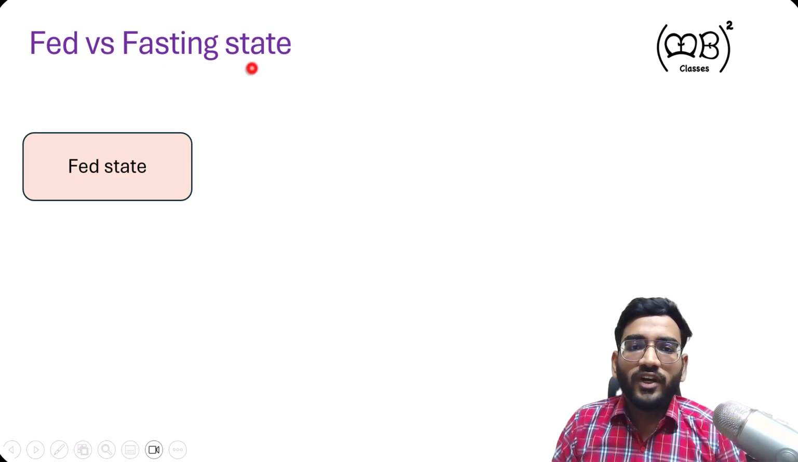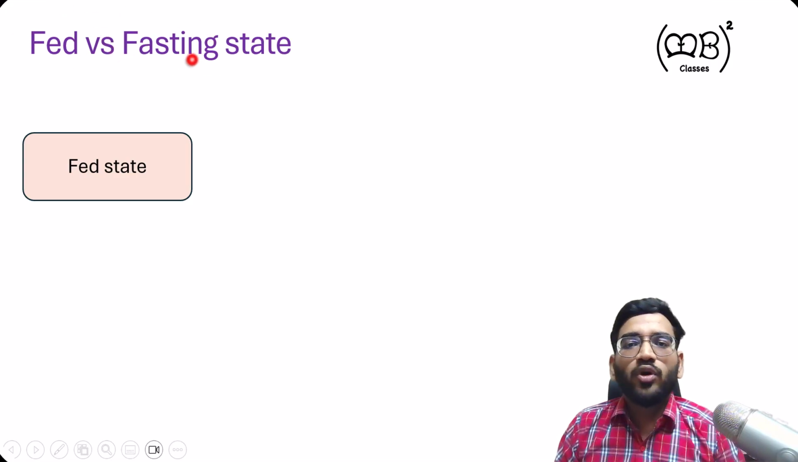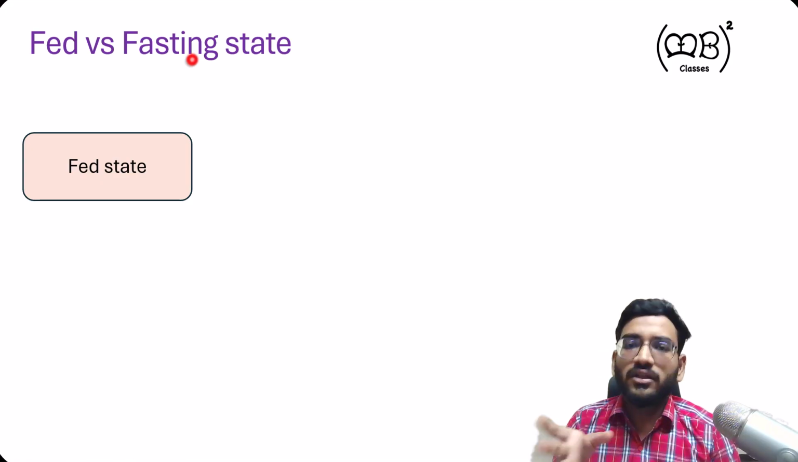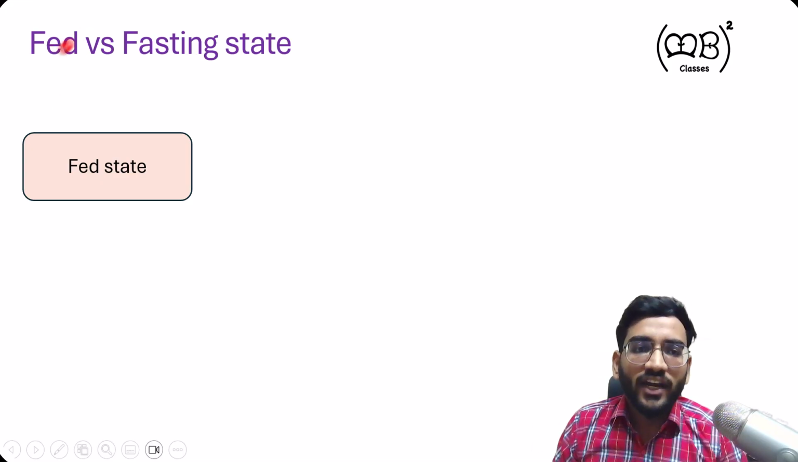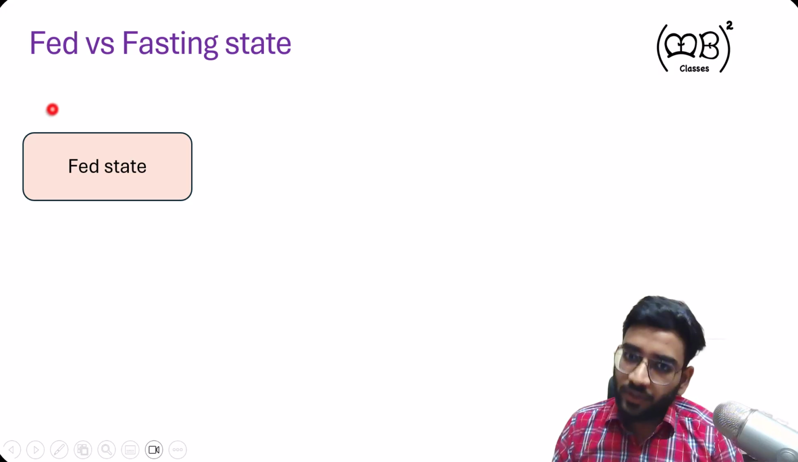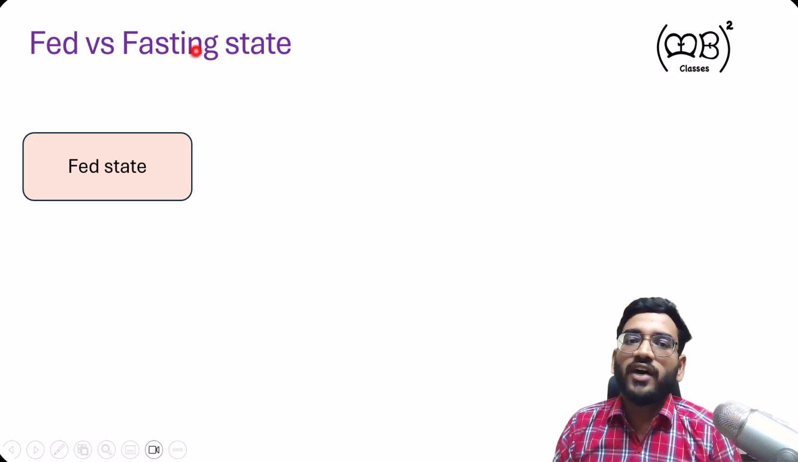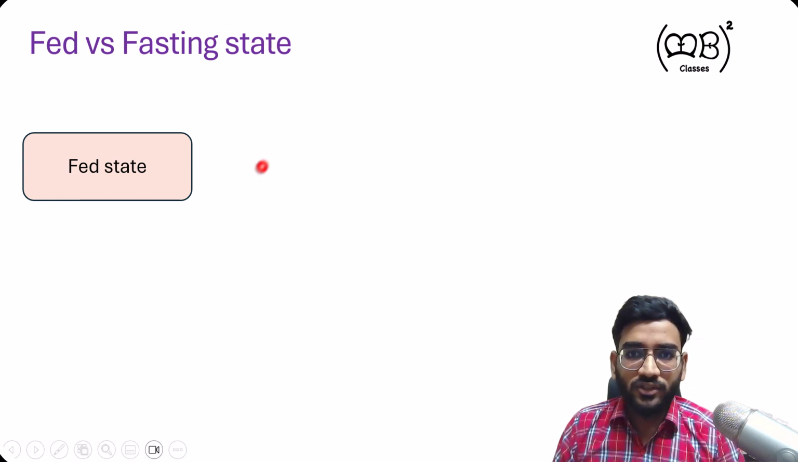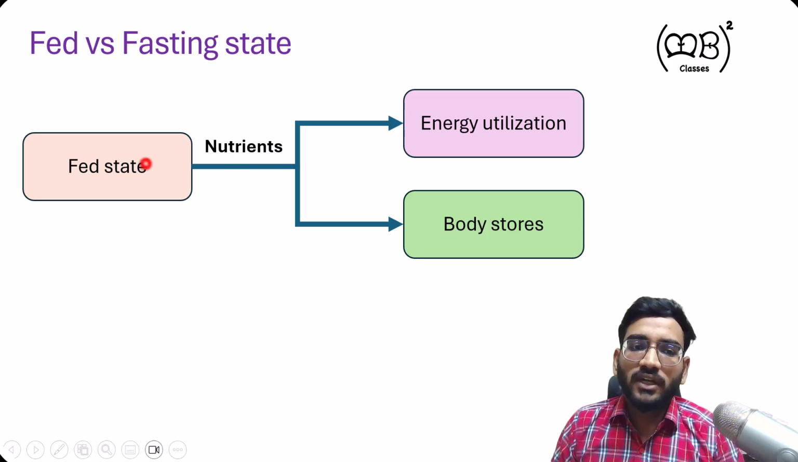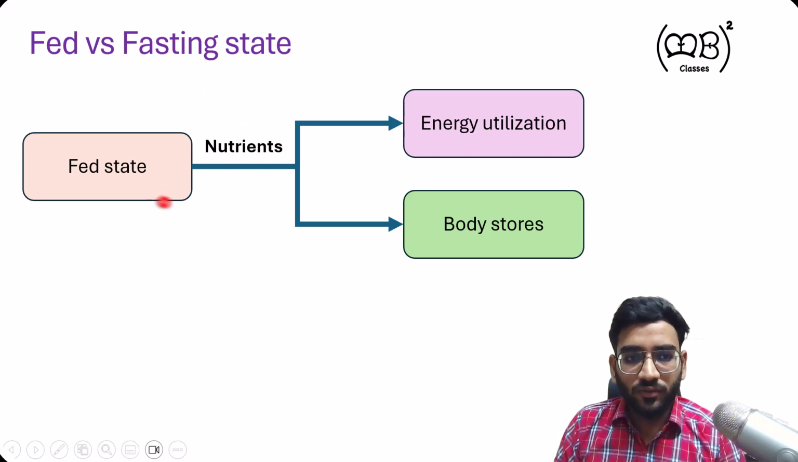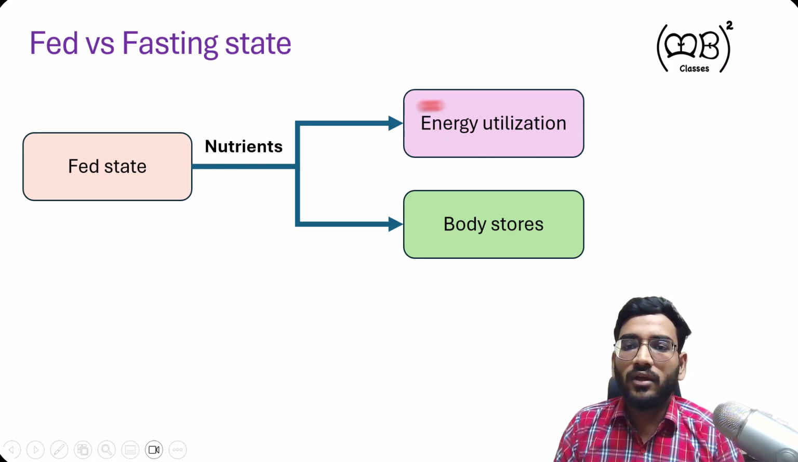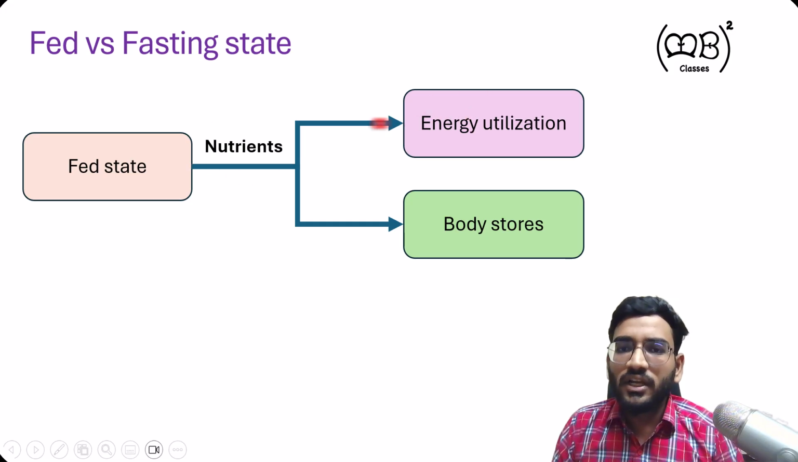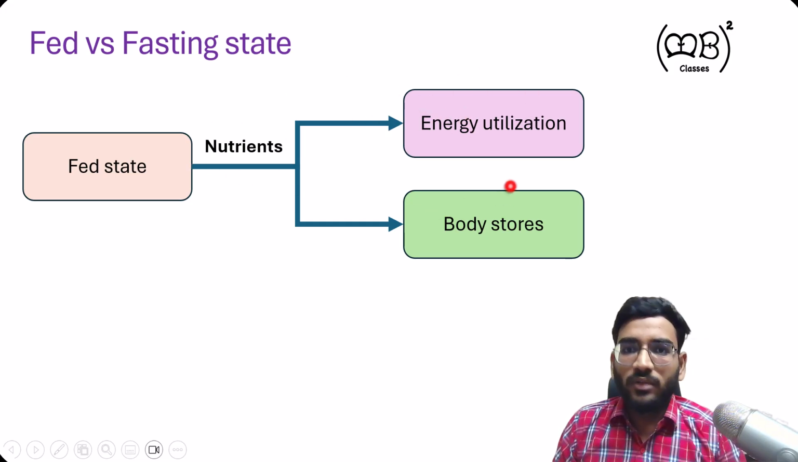Now we'll be talking about the fed versus fasting state. I have chosen fed and fasting because this is more conventional terminology, but the better terminology would be to term the fed state as the absorptive state, and the fasting state as the post-absorptive state. So fed is the absorptive state, fasting is the post-absorptive state. In the fed state, there are nutrients, and these nutrients are converted into energy. So there is utilization of nutrients for energy, and the excess nutrients are stored in the body stores.